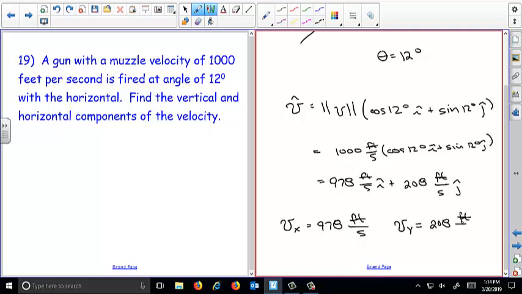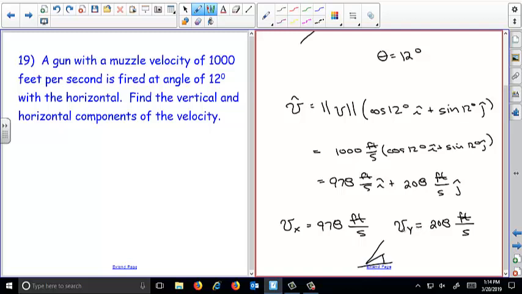And that makes sense because this angle, 12 degrees, is below 45. When it's a 45 degree angle, they're the same value. They still add up magnitude-wise to 1,000, but at a lower angle like this, you're going to have a larger x component and a smaller y component, so you can see that's true.